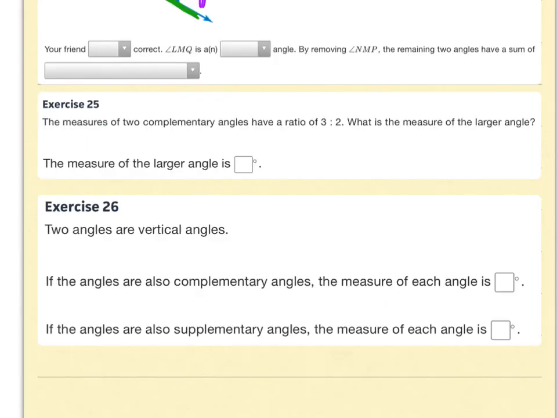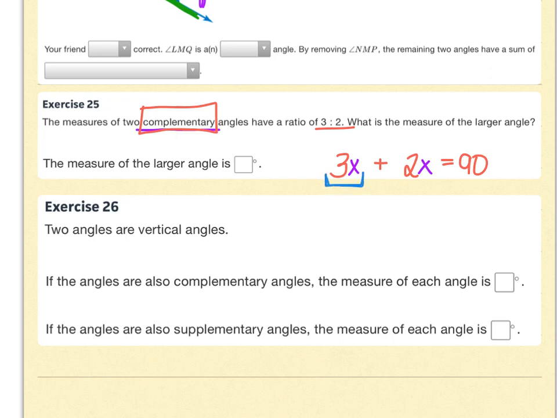Number 25, this is one similar to the vanishing point problem. It says the measure of two complementary angles has a ratio of 3 to 2. What is the measure of the larger angle? So I don't know what the measure of either of the angles are, so I'm going to put X down for both of them. But I do know that one of the angles has a ratio of 3, the other one has a ratio of 2. So one of the angles will be 3x, and the other angle will be 2x. Now, because they're complementary angles, I know that together they will add to be 90 degrees. So now I have an equation, 3x plus 2x equals 90, that we can solve for.